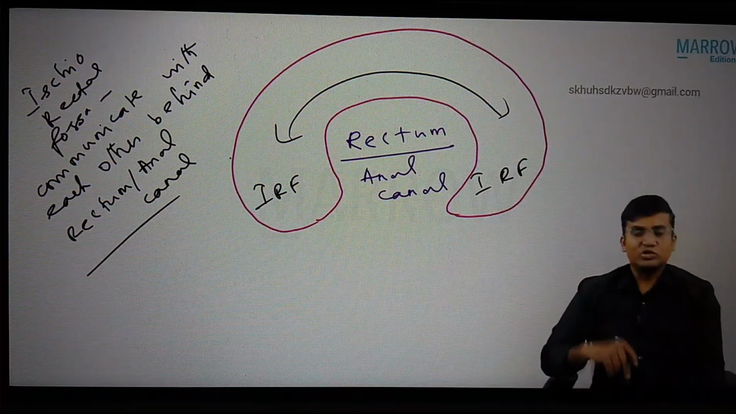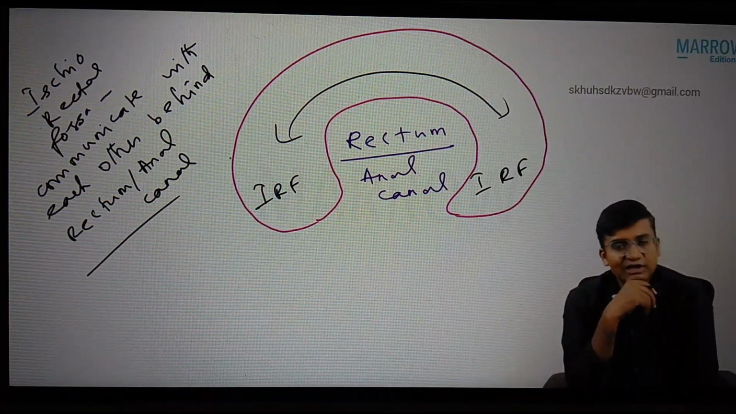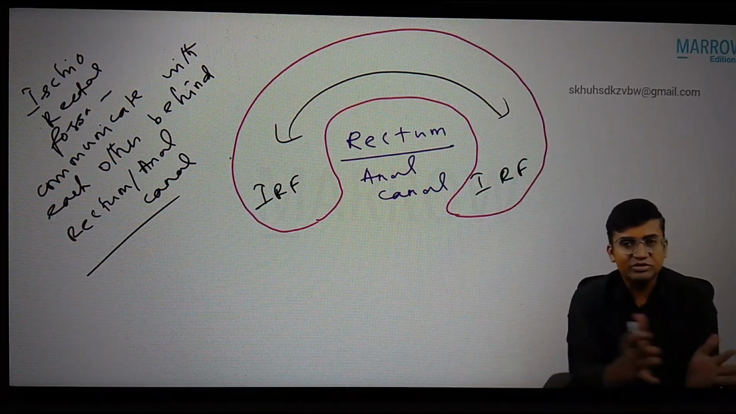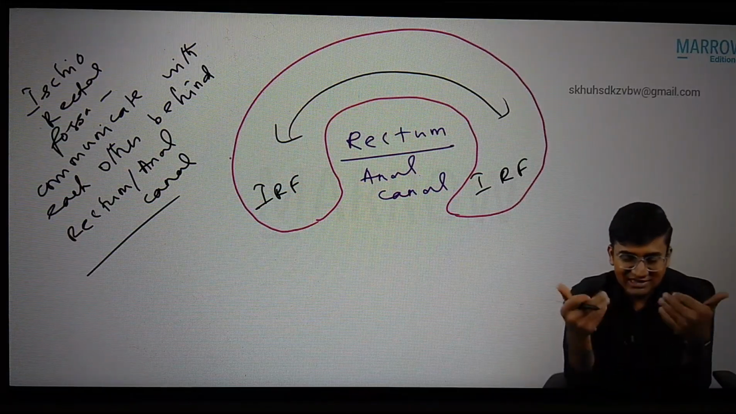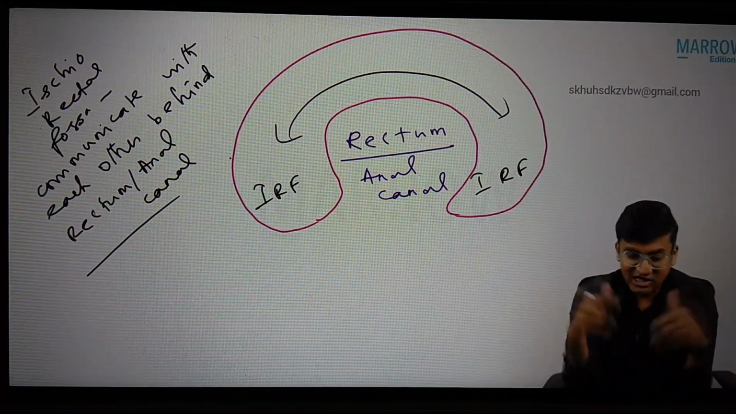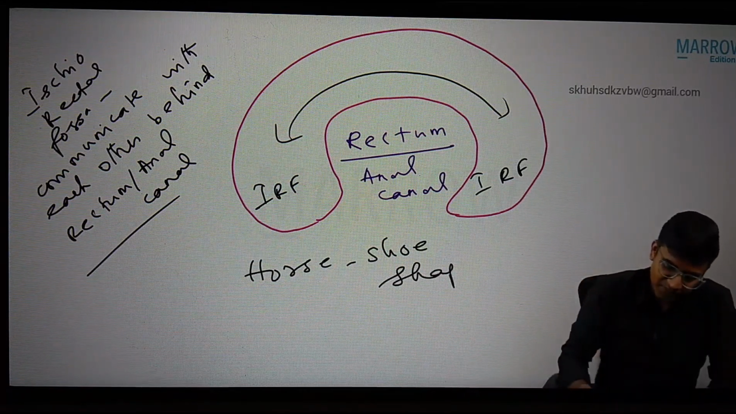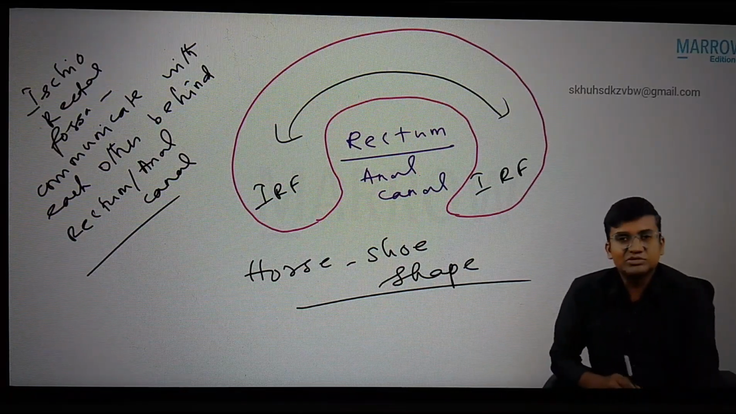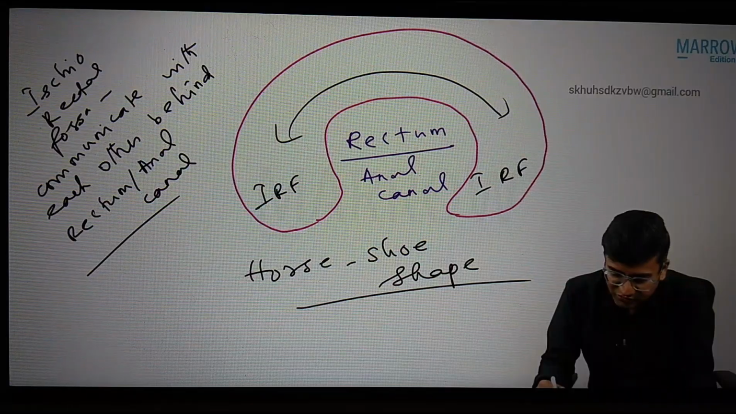So any infection in any one side of the ischiorectal fossa can easily go to the other side because we have a communication. Now, because of this communication, what is the shape of this fossa? The ischiorectal fossa shape is horseshoe shape. So these are the points you have to know about the ischiorectal fossa.